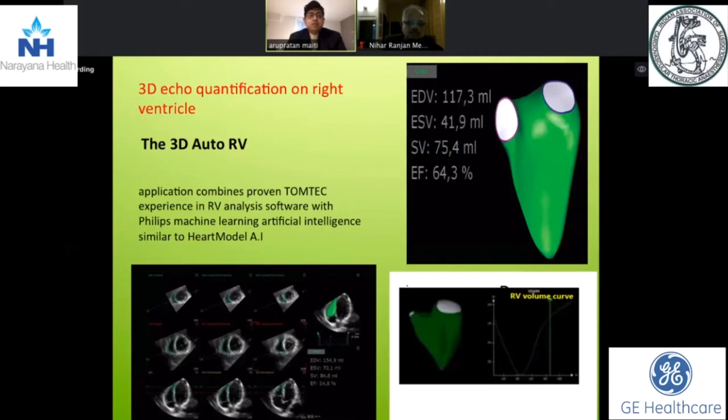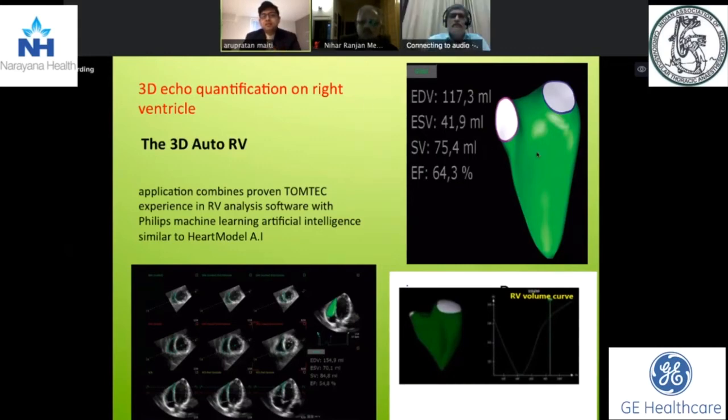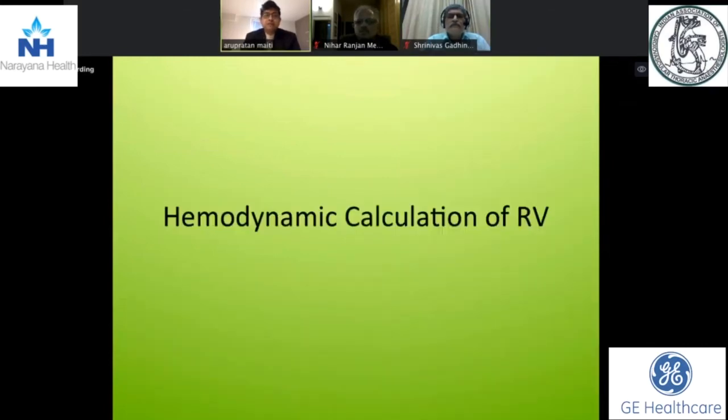So, 3D echo quantification of the right ventricle. We have a new software called the 3D Auto RV. It combines the proven TomTec with Philips machine learning, artificial intelligence, and eventually gives us the final result with end diastolic volume, end systolic volume, stroke volume, and ejection fraction. So everything is done automatically. It calculates and tracks the speckles automatically, but there is an option to change it if you need to correct.